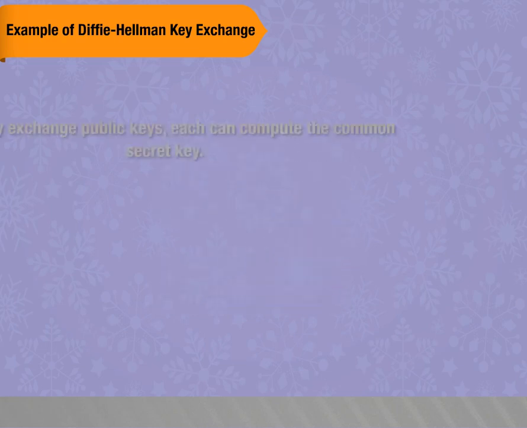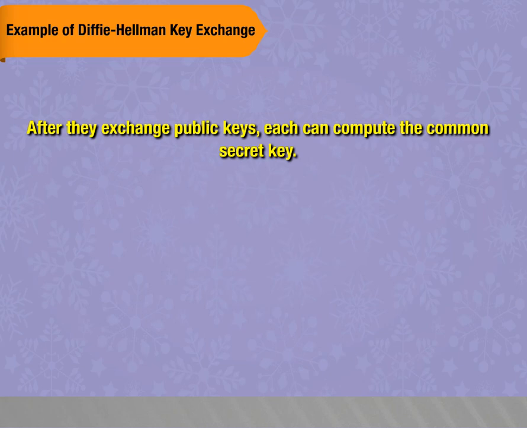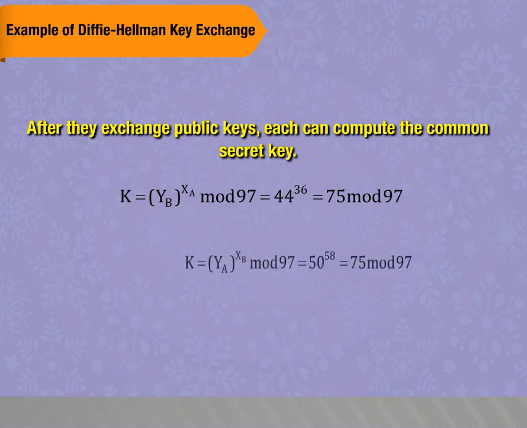After they exchange public keys, each can compute the common secret key. K is equal to yb to the power xa mod 97, is equal to 44 to the power 36, which is 75 mod 97. K is equal to ya to the power xb mod 97, is equal to 50 to the power 58, which is 75 mod 97.